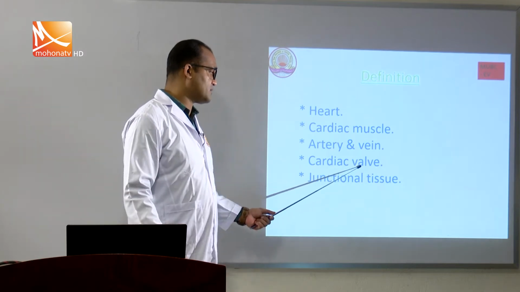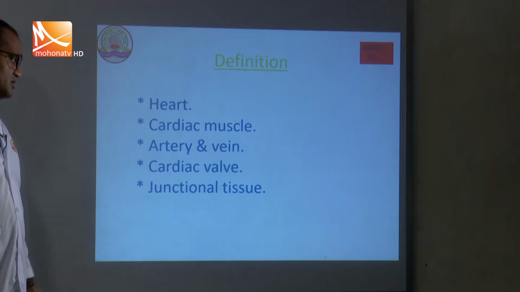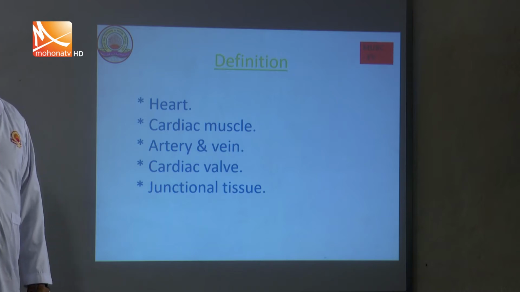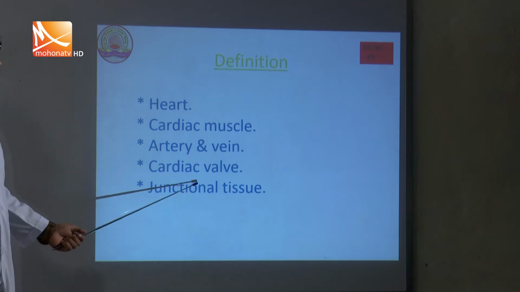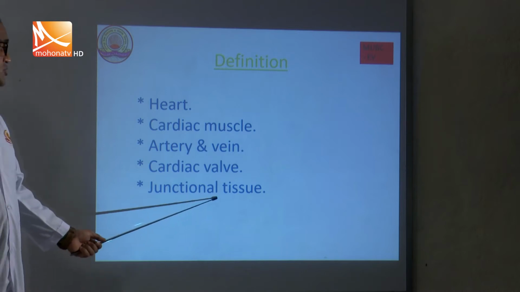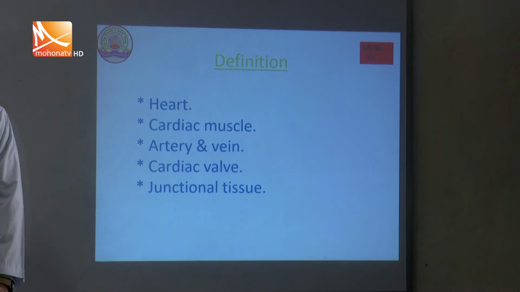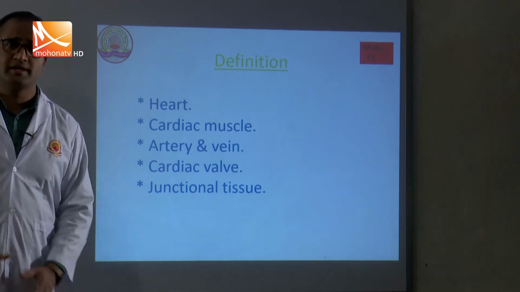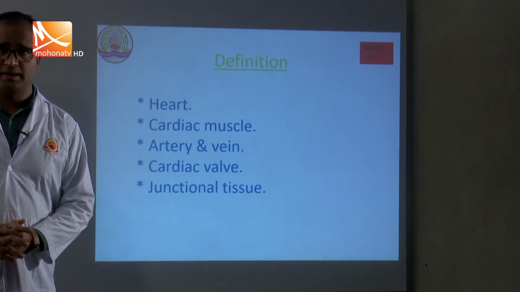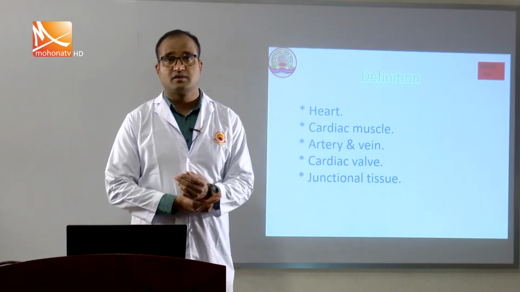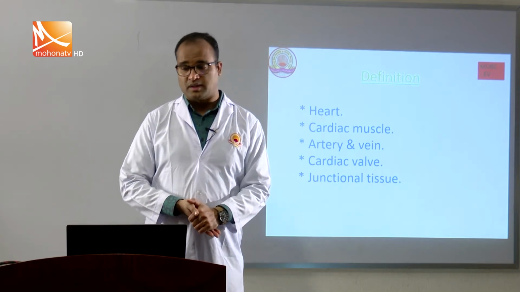And some cardiac valves are part of the human heart. About 6 types of cardiac valves are in the human heart. They always control the blood flow, contraction and relaxation. Junctional tissue: some tissues are composed in the human heart, they are involuntary in function, and they also help to pump the blood throughout the human heart.